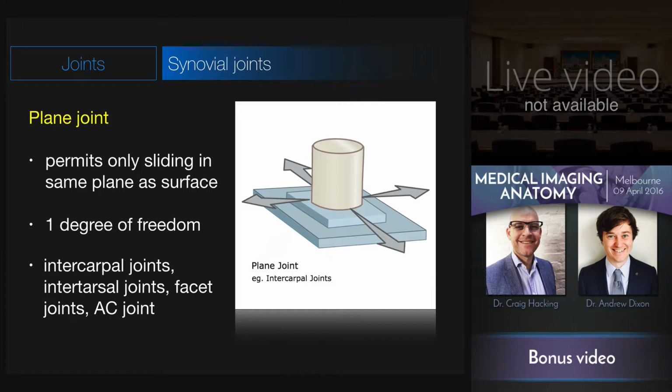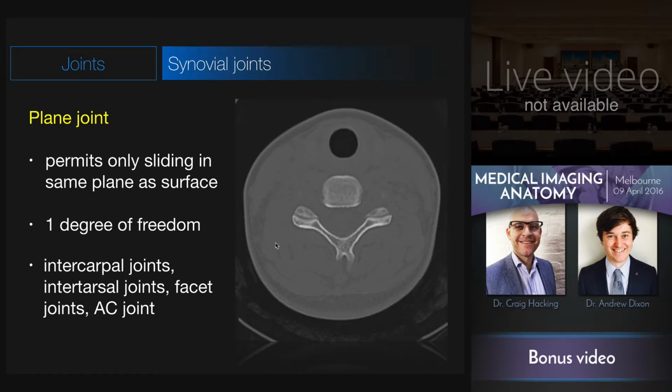The final type of joint is the plane joint. This is another joint that only allows 1 degree of freedom of movement, and that is a gliding or sliding movement in the same plane as the articular surface. Examples include the intercarpal joints within the wrist and intertarsal joints in the foot, the facet joints in the spine, and the AC joint. Here's an example with the facet joint, 2 surfaces which are completely parallel to each other and allow simply a gliding movement in that plane.